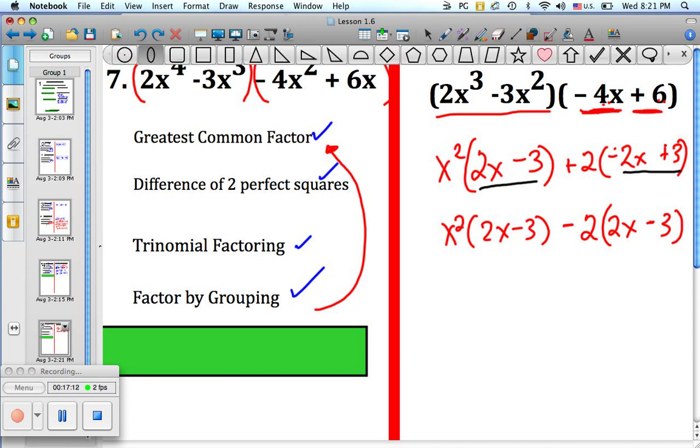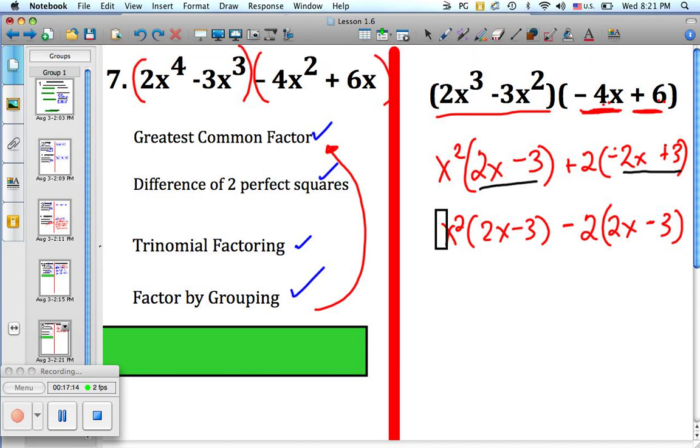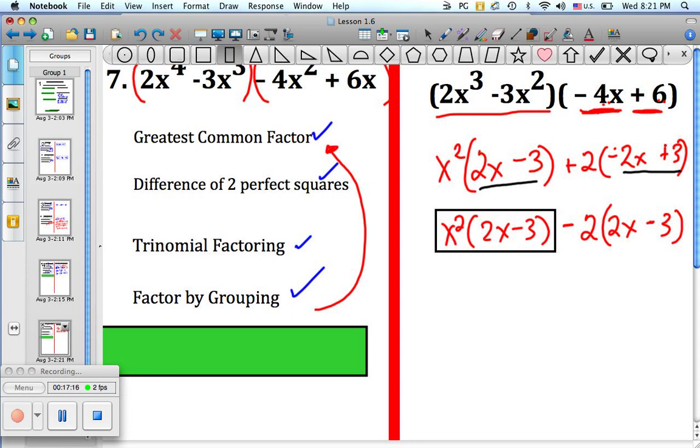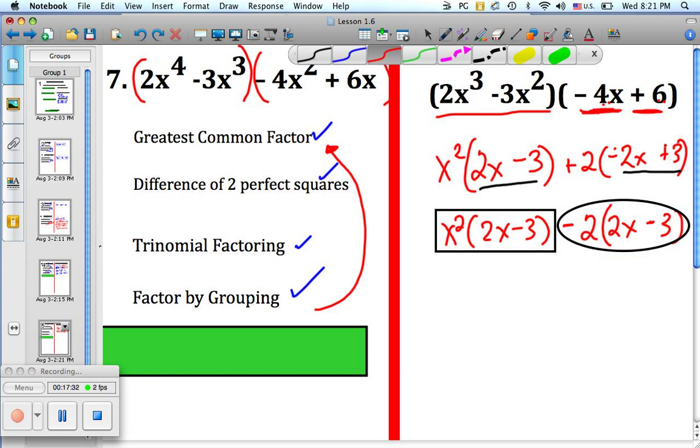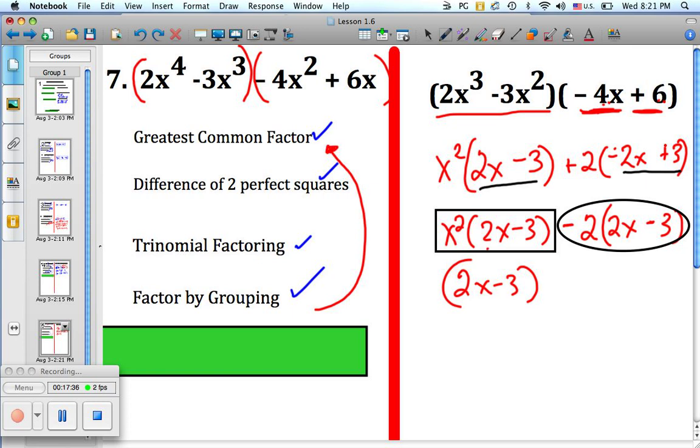Now I can look at my 2 terms again. Here's my first one. Here's my second one. And if I look at that, I realize that I can still do greatest common factor again. What do they have in common? What does the rectangle have in common with the oval? 2x minus 3. So I'm going to pull out the 2x minus 3 from both of them, and I'm left with x squared minus 2.